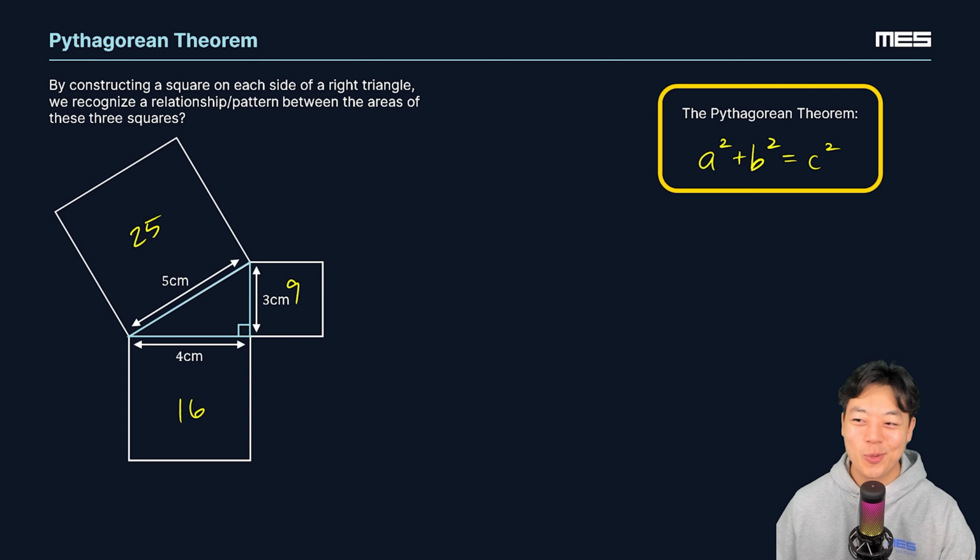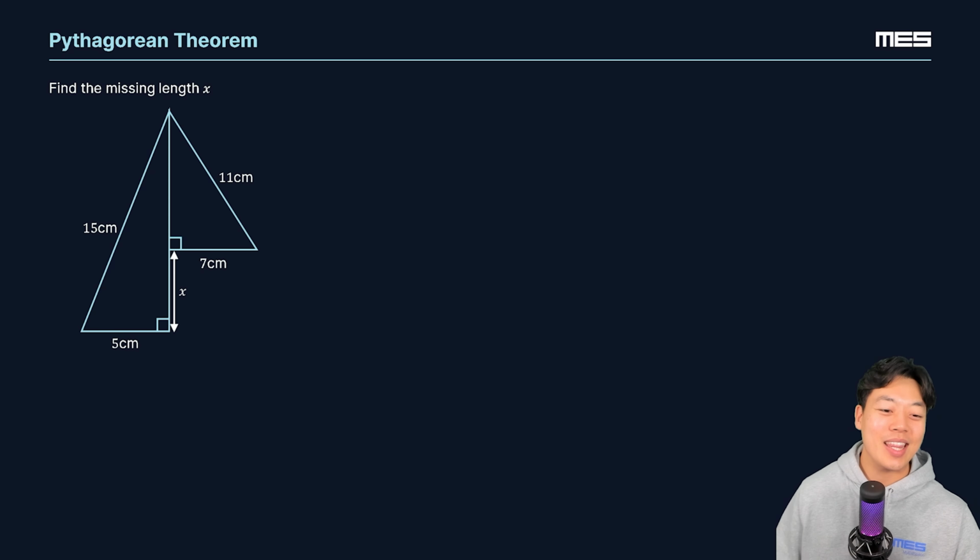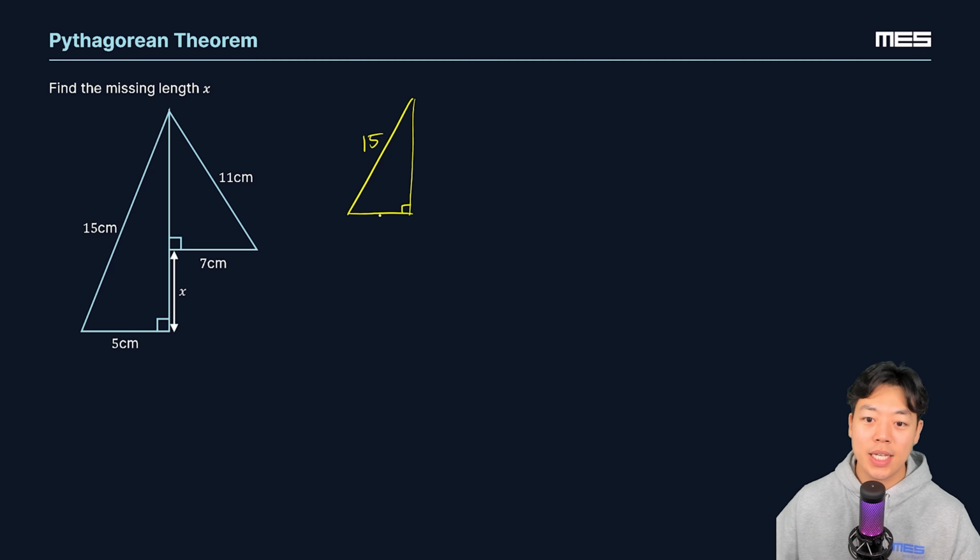Let's try out some cool problems now. Find the missing length of x. One way we could solve this is to solve for the entire length here, the entire long side here, and then the long leg of this smaller triangle and subtract the two. So let's redraw these triangles. Here we have 15, here we have 5.